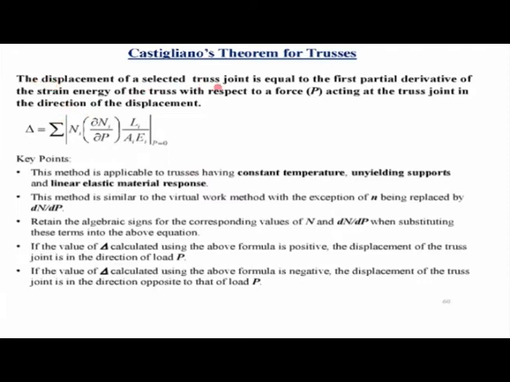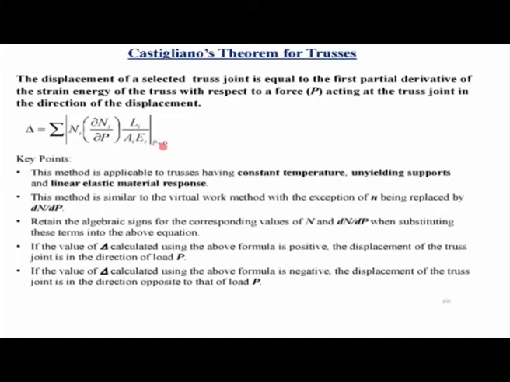As I said, the displacement of a selected truss joint is equal to the first partial derivative of the strain energy of the truss with respect to a force acting at the truss joint in the direction of the displacement. And we saw that this is the final formula for calculating the displacement, where N is the member force due to external loads as well as P. This is the first partial derivative of N with respect to P in each of the truss members. L over AE is a constant for each truss member, so it is not dependent on P. So if you take the partial derivative, this won't be affected. And finally, this has to be calculated at P equal to 0.